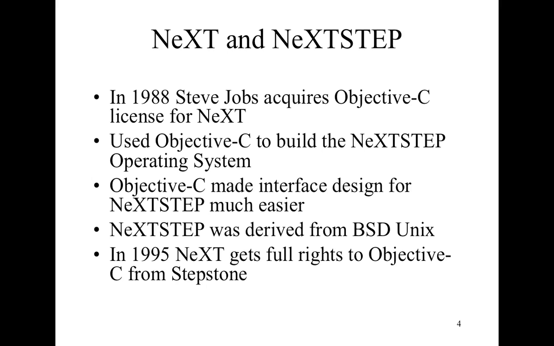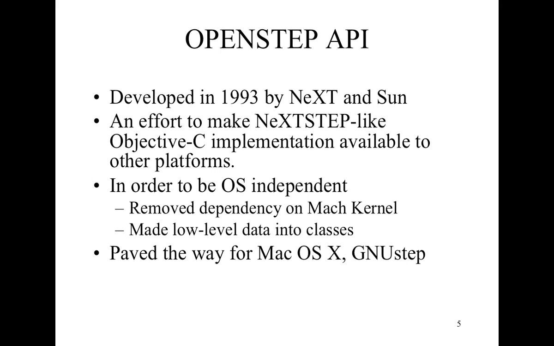That was our first NeXTSTEP breed of operating systems. It was a desktop operating system, not a computer or printer one, I should say. So NeXTSTEP was derived from BSD Unix. 1995, it gets full rights to Objective-C from StepStone. And then we have OPENSTEP API that comes out of this, developed by Next. Lo and behold, that's where we get OS 10 from, OS X.